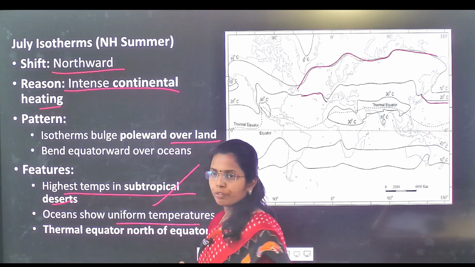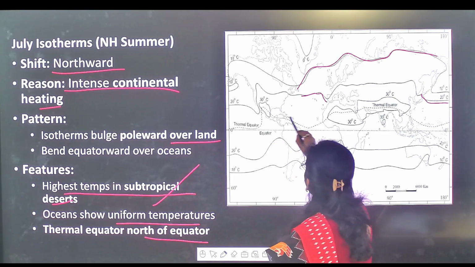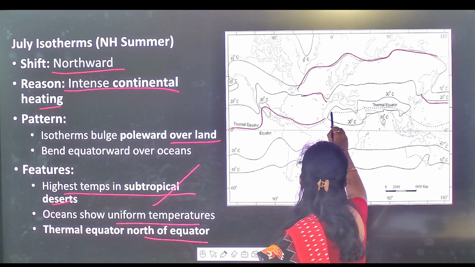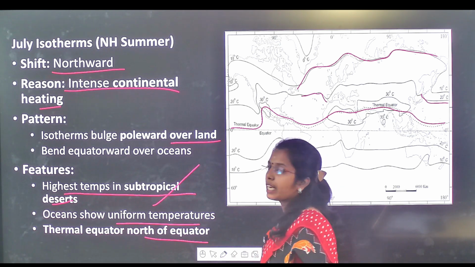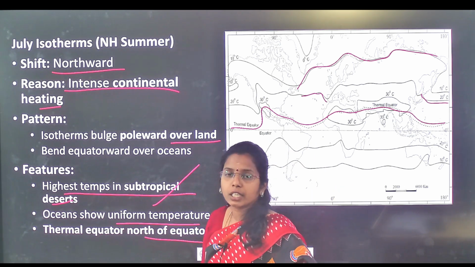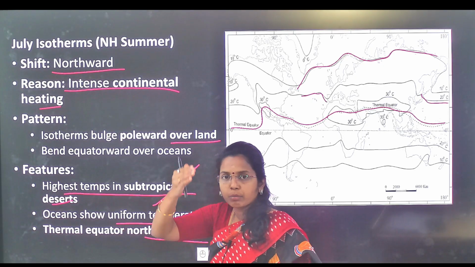Oceans show uniform temperature. Thermal equator is north of the geographical equator. Why? Because during July, what will you see? Northern hemisphere summer, more incoming solar radiation. Because of that this thermal equator moves.